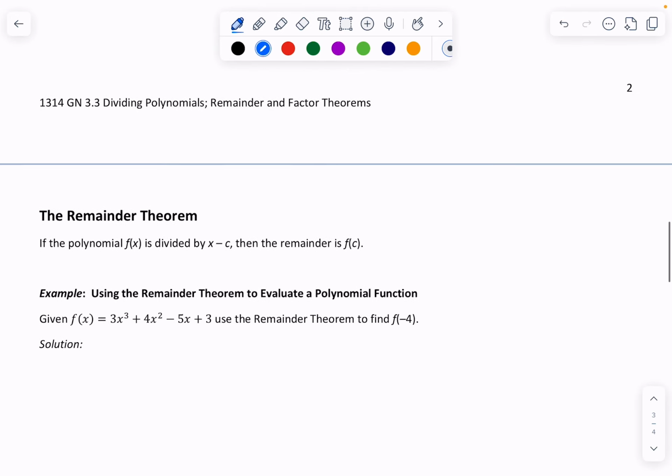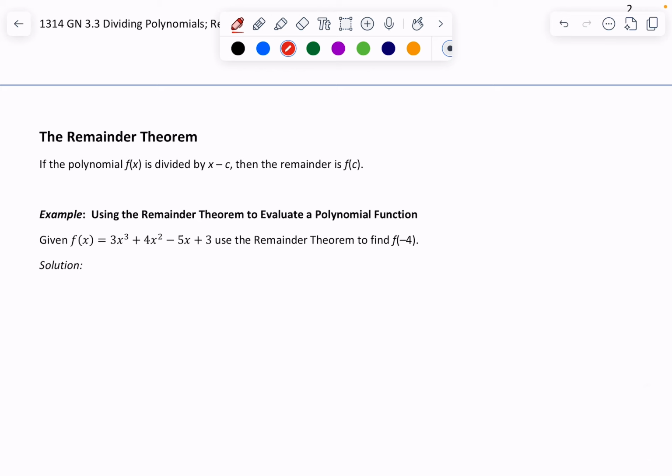Okay, next we're going to look at what's called the remainder theorem. So if the polynomial f of x is divided by x minus c, then the remainder is f of c.